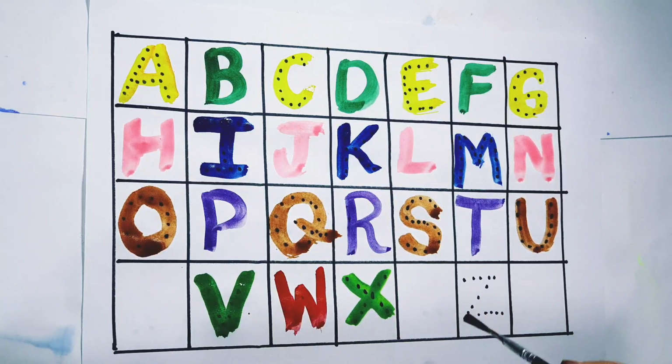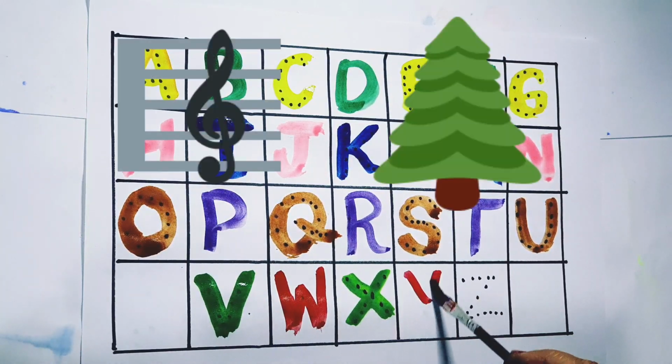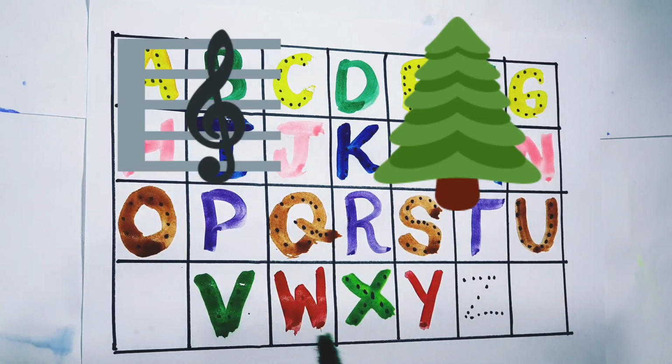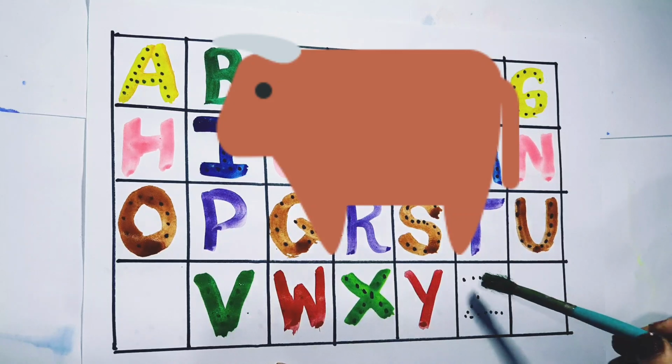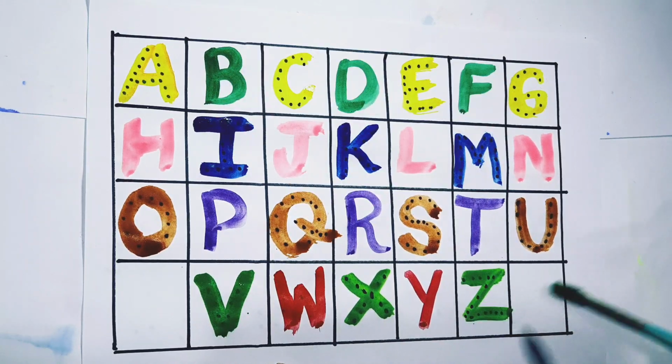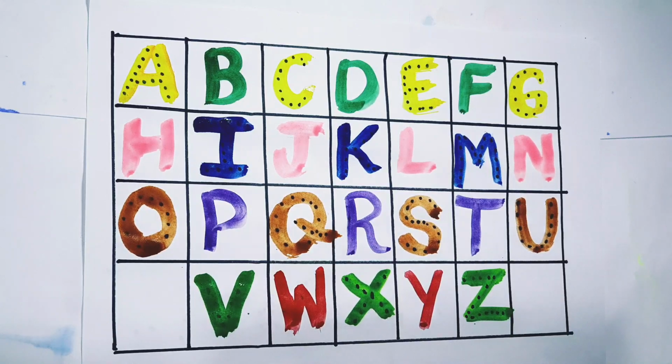Light green color. X. X for xylophone. X for Christmas. Red color. Y. Y for yak. Y for yellow. Light green color. Z. Z for zebra.